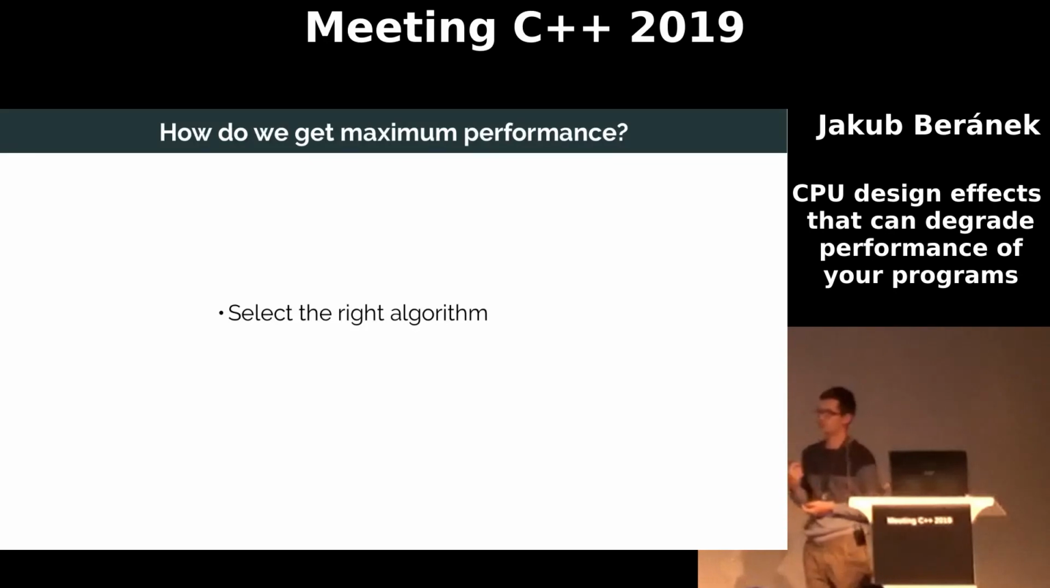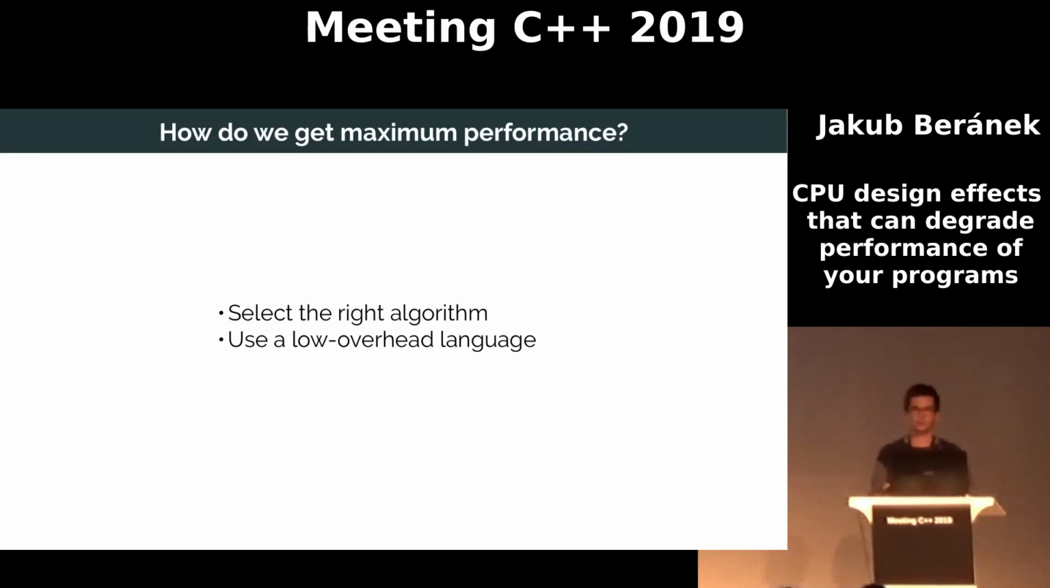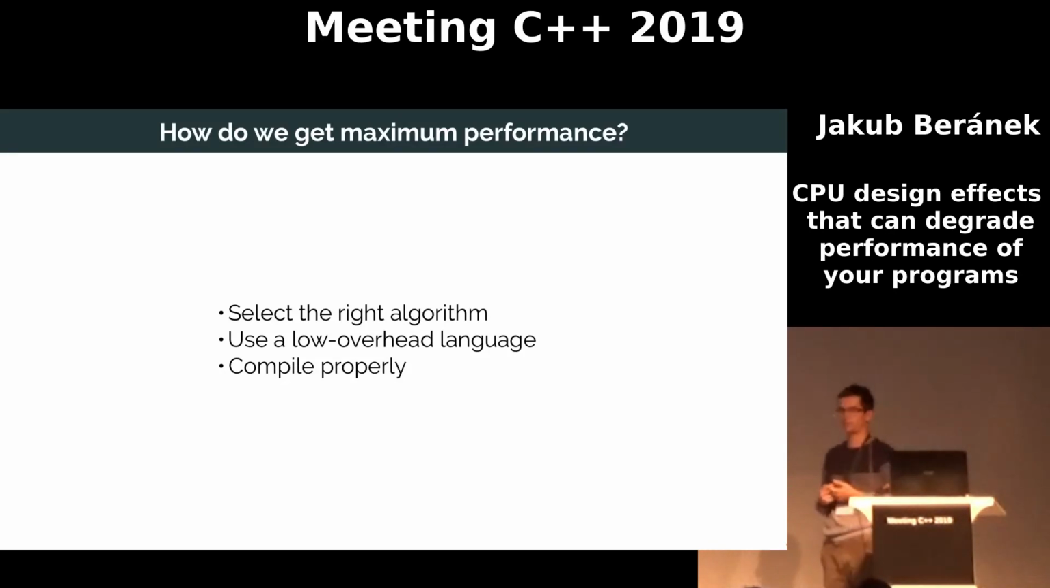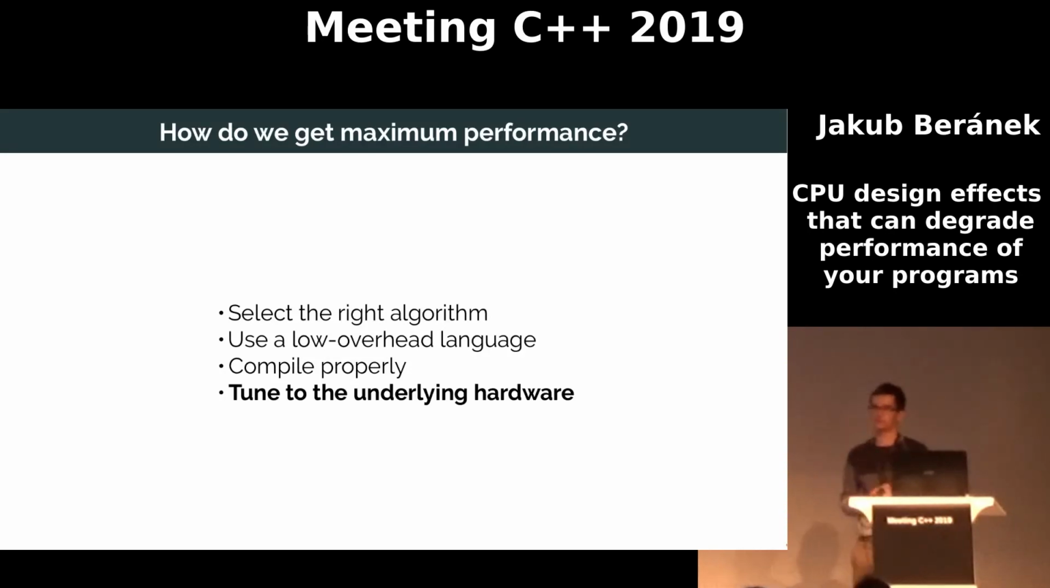To extract the most performance out of my code, I need to follow some steps. First, I need to select the right algorithm with the best complexity. I need to implement it using a low overhead language with some minimal runtime. I prefer Rust, but I heard that some people still use C and C++. You have to compile your program properly, using the best optimization passes available in your compiler. But you also have to tune your code to the underlying hardware.